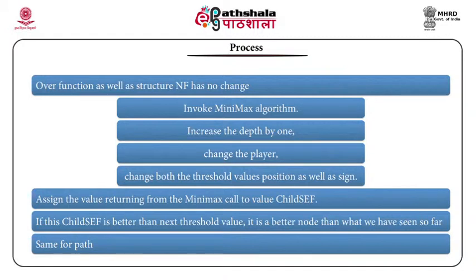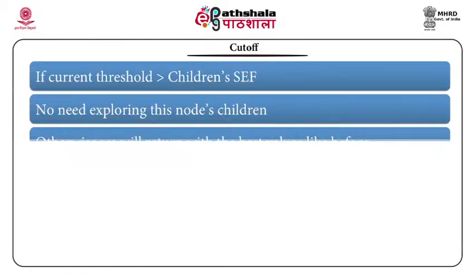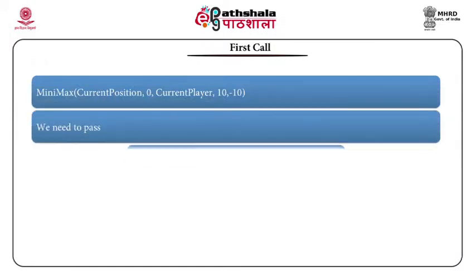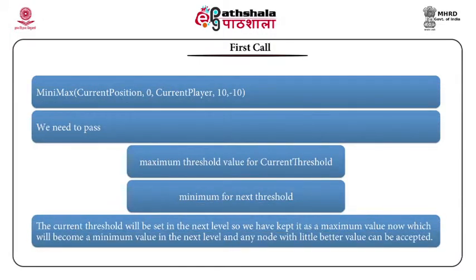Assign the value returned to child SEF. The same thing is here, and the same is there for path. The cutoff is also assigned like we have done in the earlier case. The point is how the first call is made. Remember, the first call is made with the state as a start state. So normally what we do is minimax, current position, 0, current player. This is what we have done.